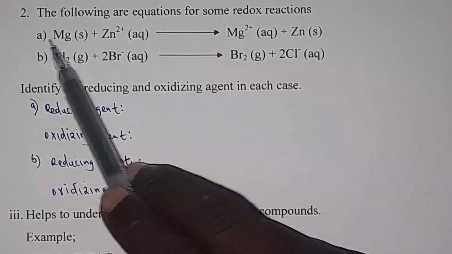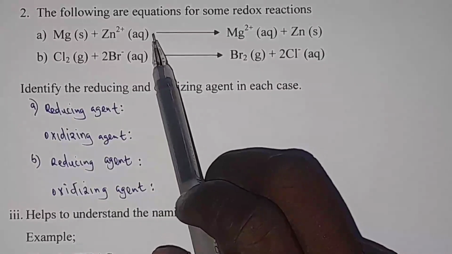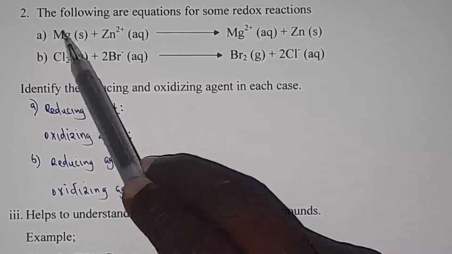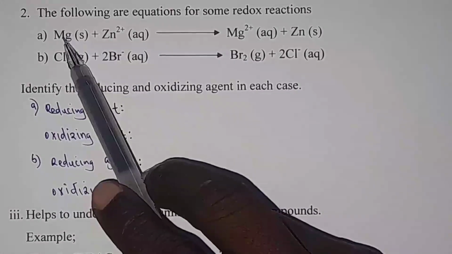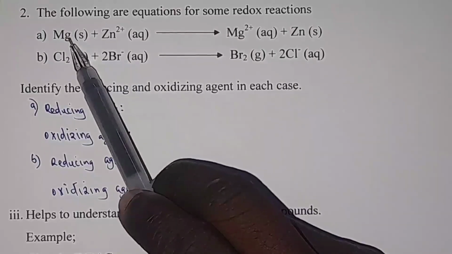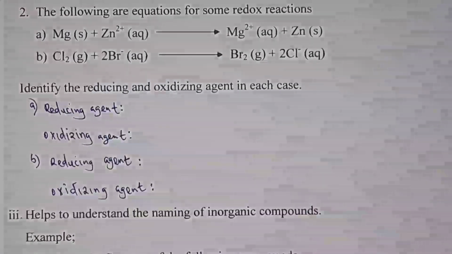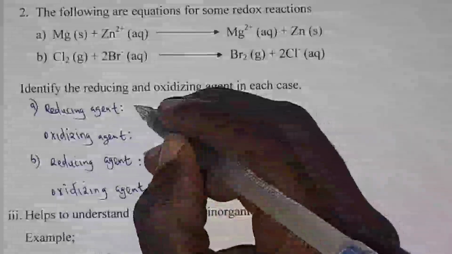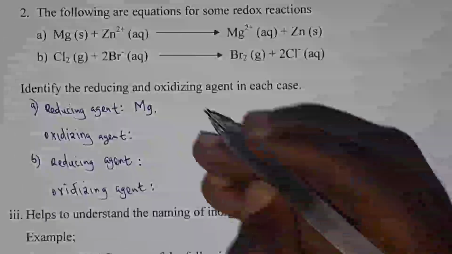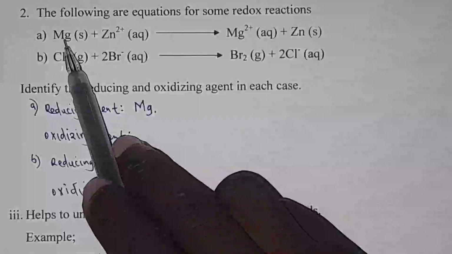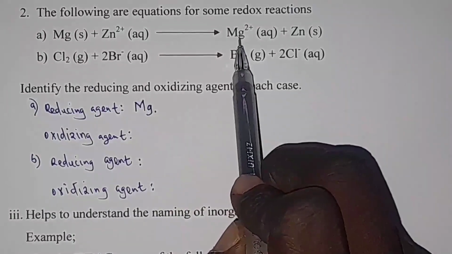So in part A, which substance undergoes oxidation? In simple words, you only need to know whether the reaction is between metals or between non-metals. If it is between metals, the substance that undergoes oxidation is the most reactive metal. So between zinc and magnesium, magnesium is the most reactive metal. So the reducing agent will be magnesium. The reason is that its oxidation number increases from 0 to +2.